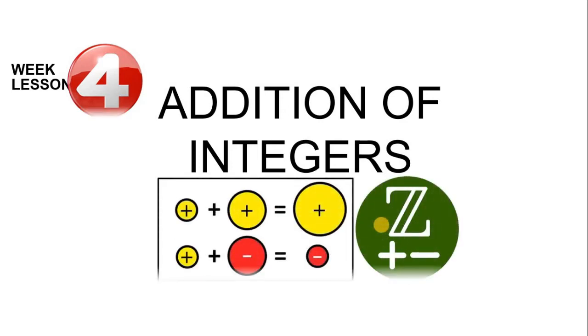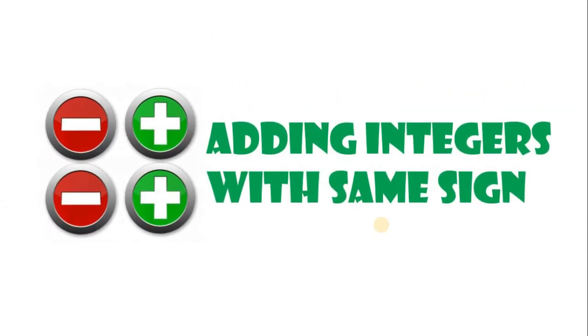And so let's start. So adding integers with same signs. So we already know that integers are those numbers having different signs, positive and negative, including zero. So in this video, we're going to add same sign integers and unlike sign integers.